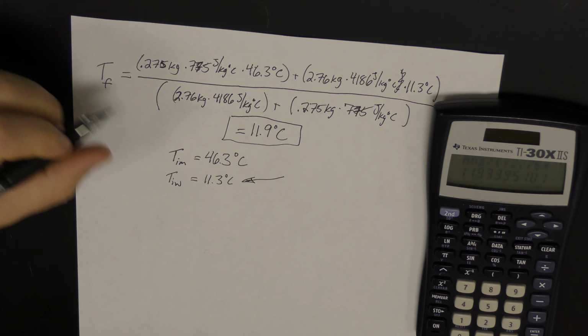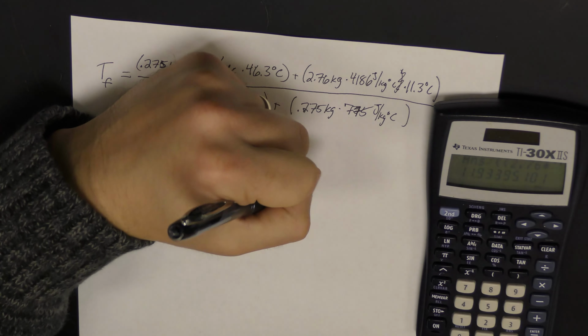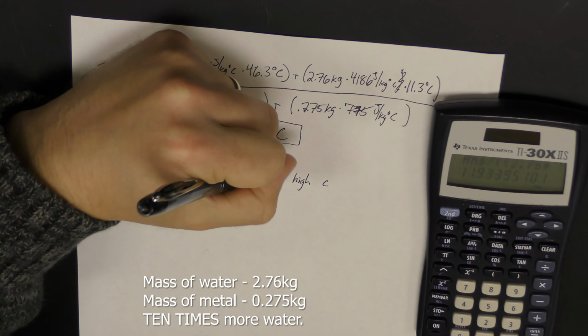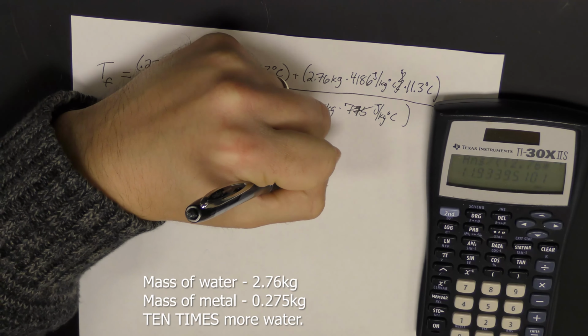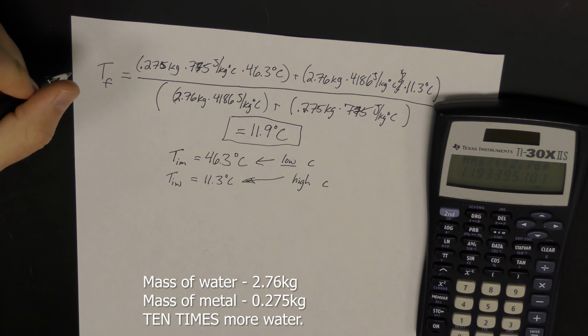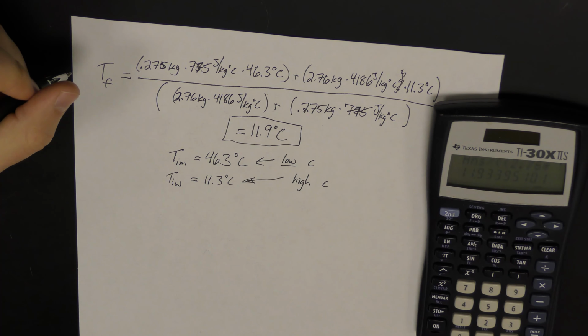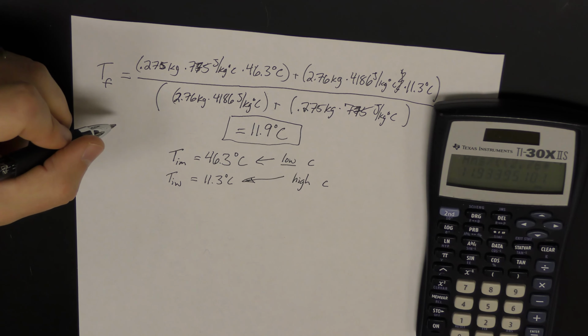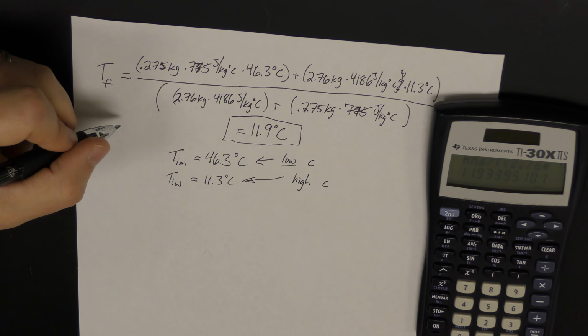Remember, water has a specific heat of over 4,000. This metal does not. So our temperature should be closer to the material that has a higher specific heat and more material. So when you're looking at your mc delta T math, please make sure that you ask yourself if the numbers make sense. That's the best thing that you can do for yourself here.